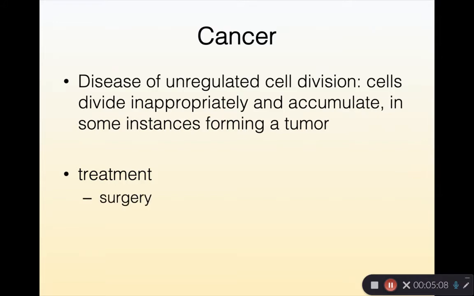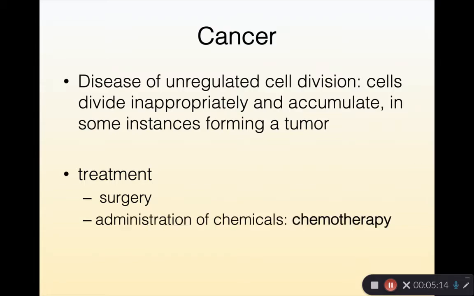In terms of treatment, we're starting to get more and more options, but the broad branches that exist for cancer treatment right now include surgery and the administration of different chemicals, or chemotherapy, that is going to, hopefully, target quickly dividing cells, such as cancer cells, and therefore cease tumor development.